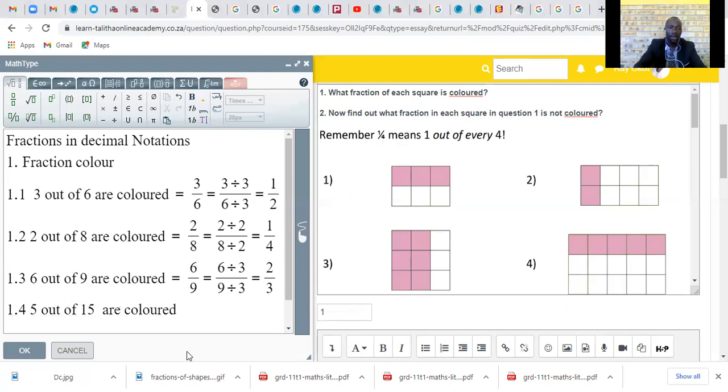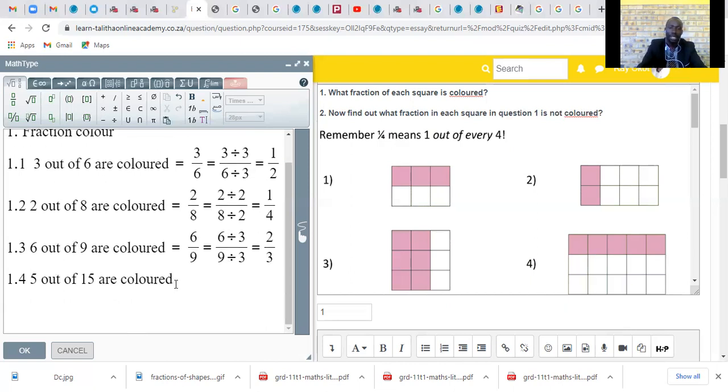Yes, this is how we write it. And so now in fractional notation, what we want to write is 5 out of how many? Out of 15 squares have been colored. That means for every 15 squares, 5 are colored.